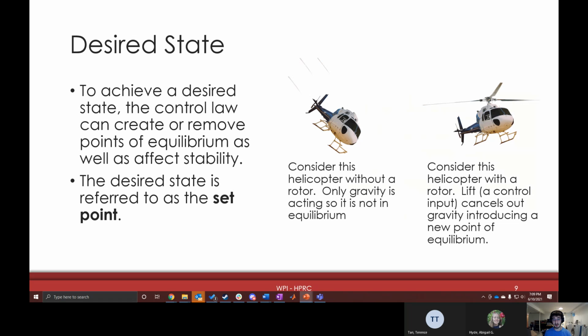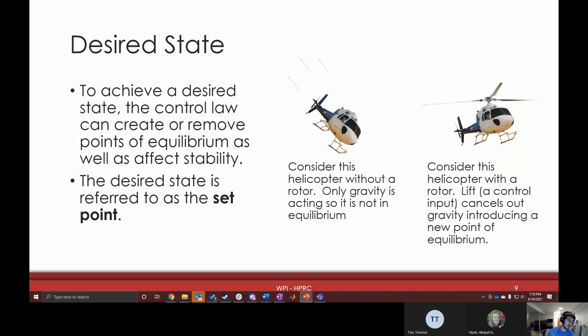If we have this example where there's no rotors, the helicopter just falls. There's no control input. If we say leave the helicopter at 1 mile in altitude, it will just fall because it's not in equilibrium since only gravity is acting. If we have a rotor and the lift cancels out the gravity, now all of a sudden we've introduced a new point of equilibrium where none existed before.